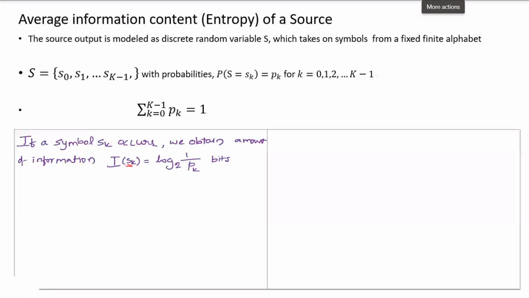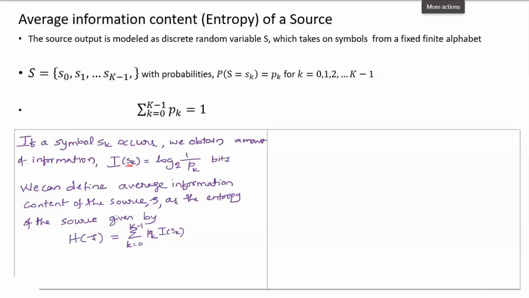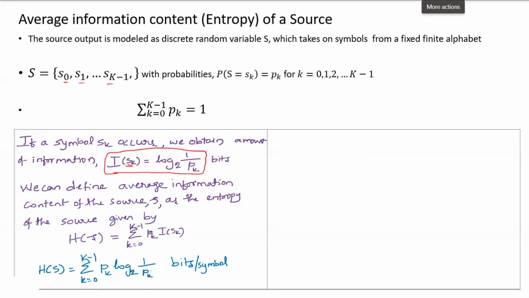So this first equation that I have written is with respect to a particular symbol sk of a source. What is the average information content if the source emits all these symbols? On average we get the summation for k equal to 0 to K minus 1 of pk times I of sk bits of information. So we get bits of information per symbol. We say H of S; on average, the information content we define as entropy.